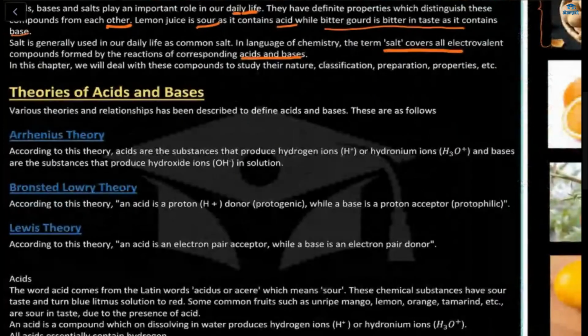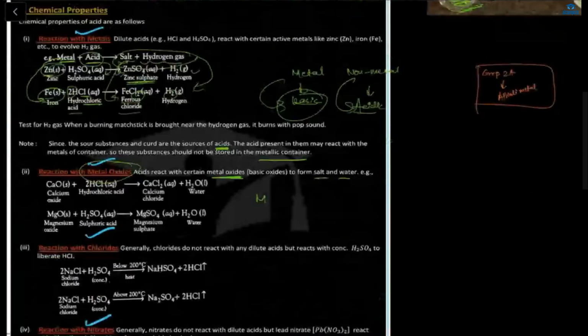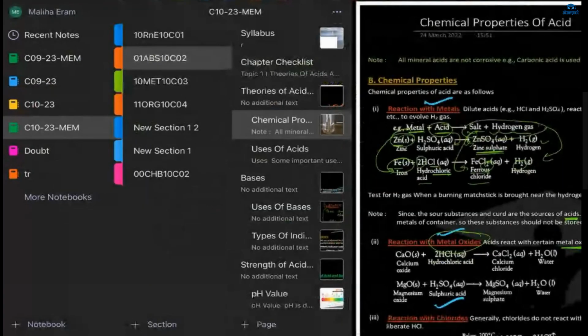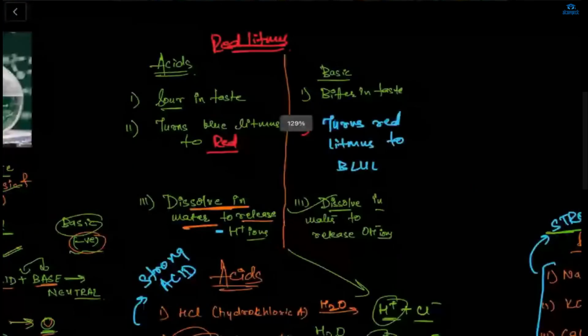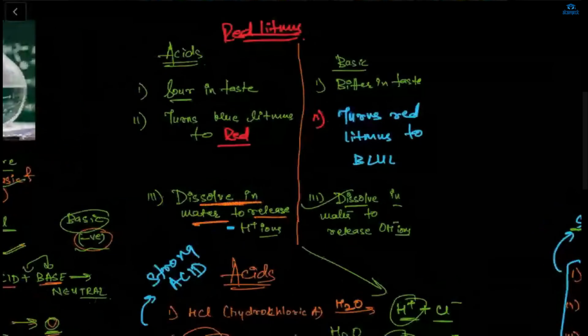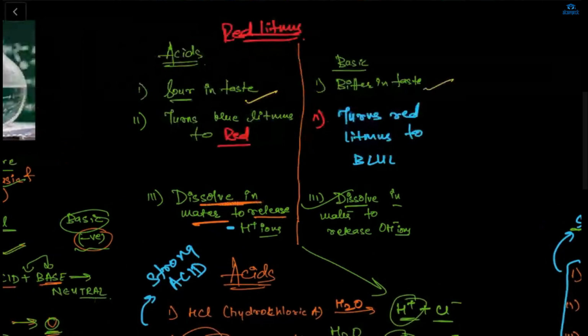Soap is bitter. Now, theories of acids and bases. The chemical properties I will start in the next class, but today go with this one. Here we will differentiate acids and bases. Acids are sour in taste and bases are bitter in taste. Litmus paper turns blue to red in an acid. When litmus paper turns from red to blue, then it's a base.